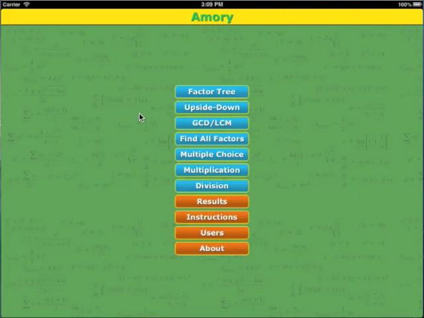This video will show you how to do the Factor Tree exercise and the first lesson in divisibility. Just watch this example, then I will explain what to do.